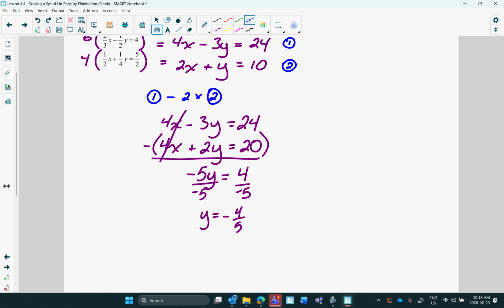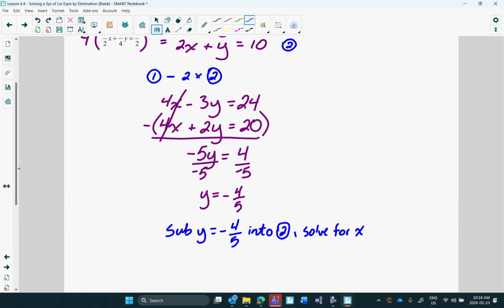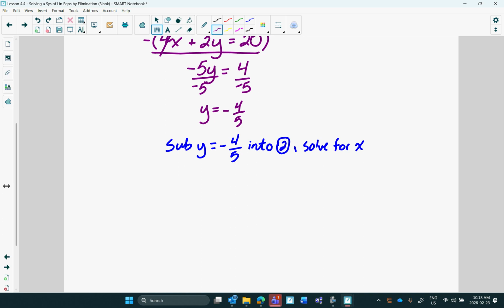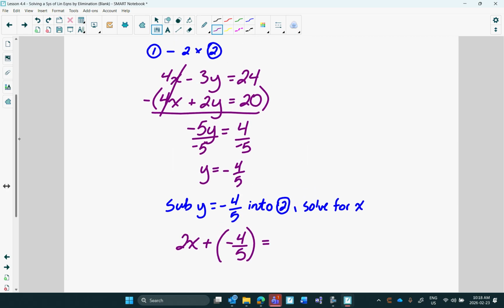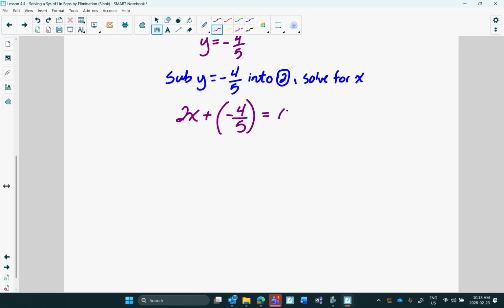equation 2. So we are going to substitute the y we just got into 2 so we can solve for x. So when I do that, I get 2x plus, instead of y, it's negative 4/5 equals 10. Well, plus negative is just the same as minus.